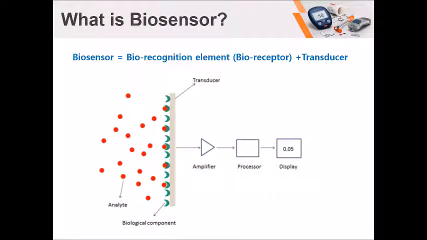So this figure represents the biosensing process, where the red dot represents the analyte, the green one represents the biorecognition element, and the white strip represents the transducer.